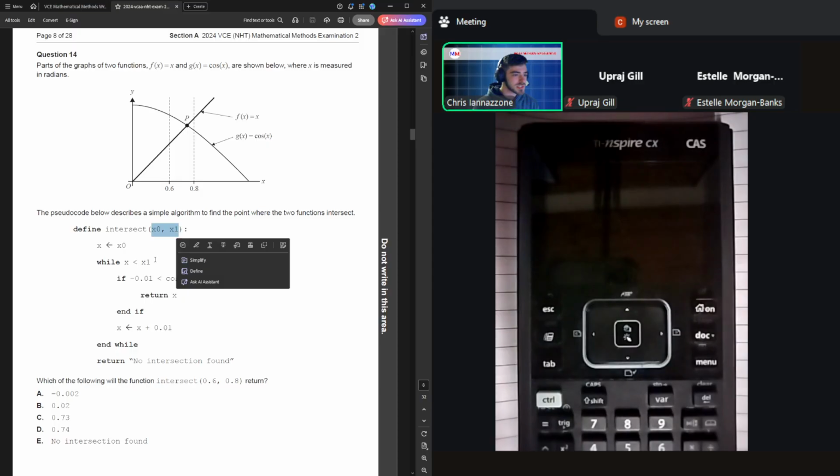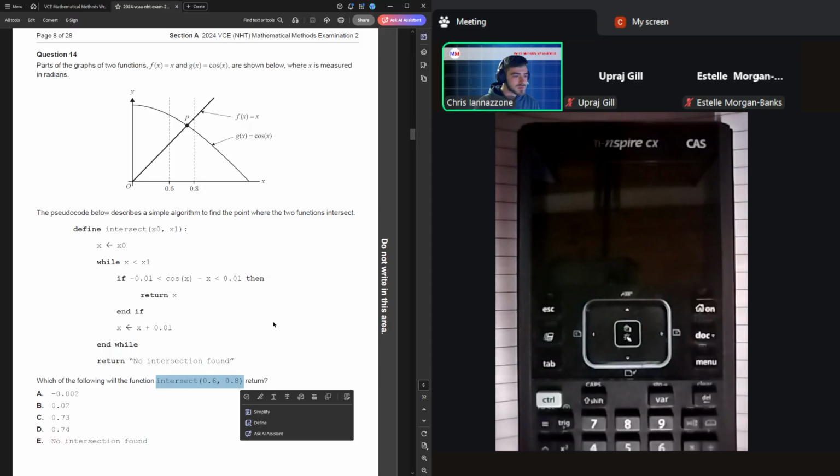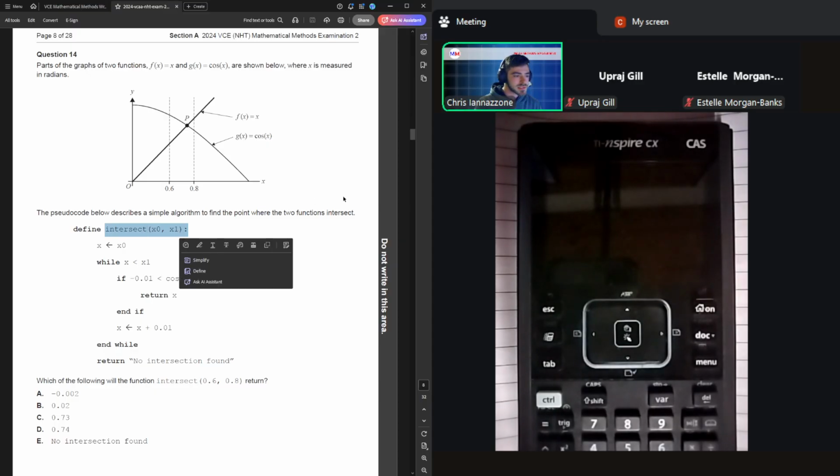So you've got these two values, x0 and x1. You run this statement here, x gets x0. Unless you know what x0 is, you can't really do anything here. That's where this thing sort of pays off here. So which of the following will run, or will the function return? The order in which these terms are presented is that. And that might seem a bit odd for pseudocode.